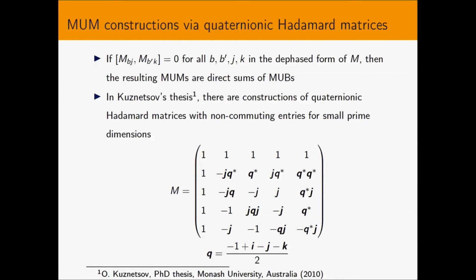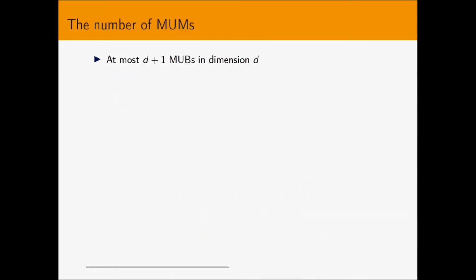There is some infinite family of quaternionic Hadamard matrices, and this also gives us an infinite family of MUMs, which are not direct sums of MUBs. Yeah, so these are the smallest examples. So you can see, we saw these kind of difficult differences, that they are not always direct sums of MUBs, which might be kind of the simplest thing you can think of.